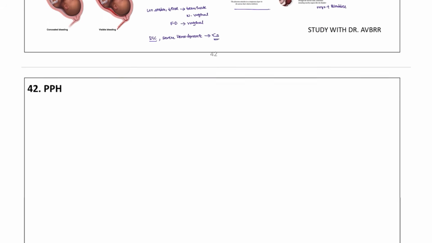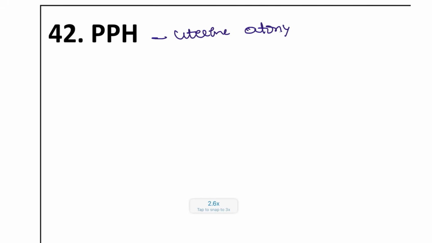Hysterectomy is done for this patient. Next, PPH. So for PPH patients, the most common and important cause is uterine atony. Okay, this condition is uterine atony. How are you going to treat patients with uterine atony? Let's see step by step.